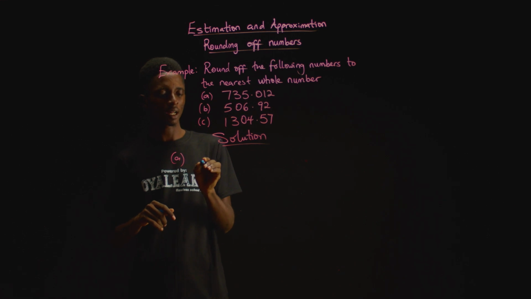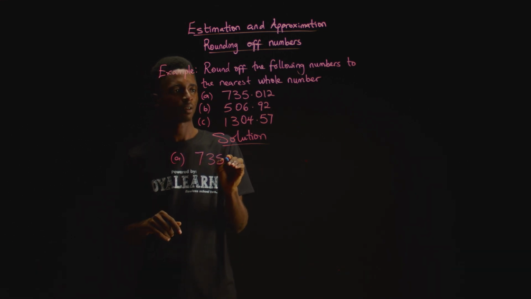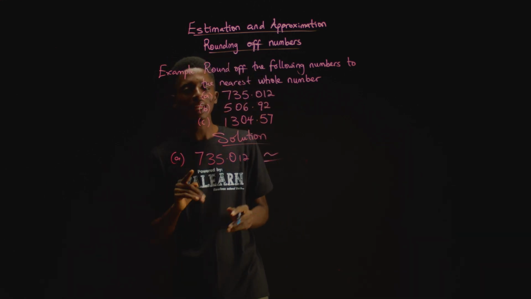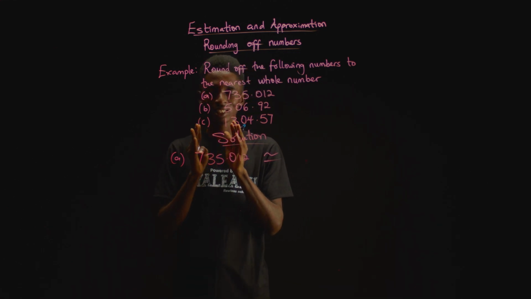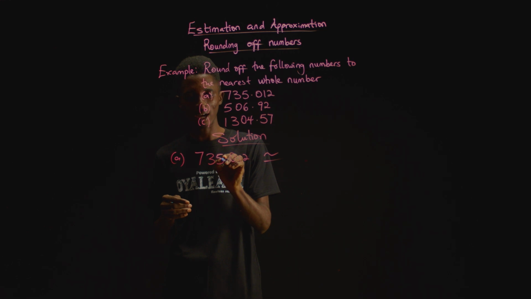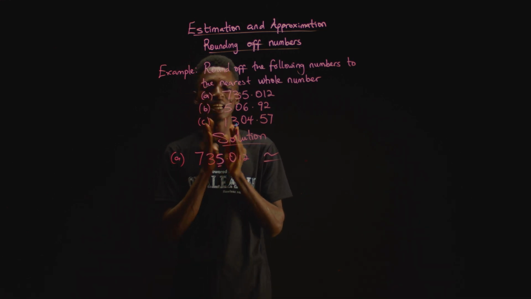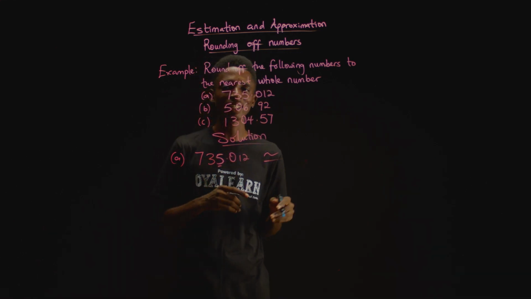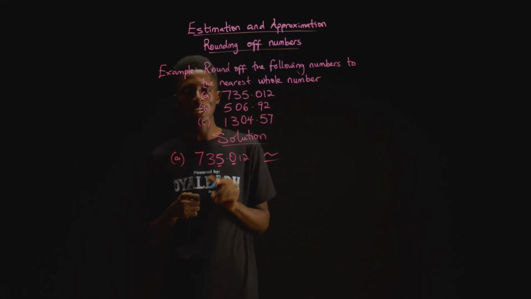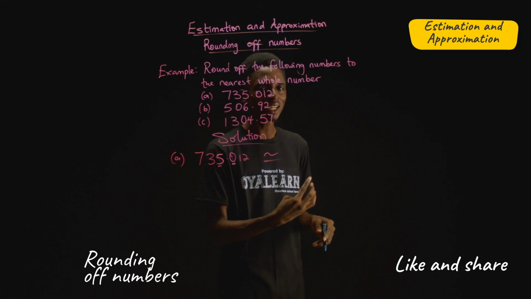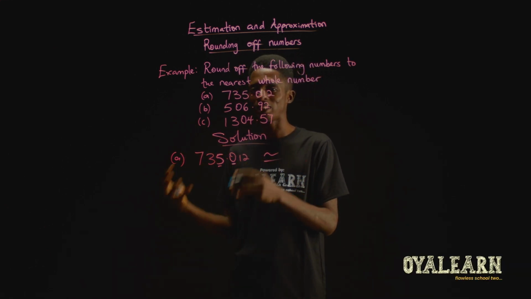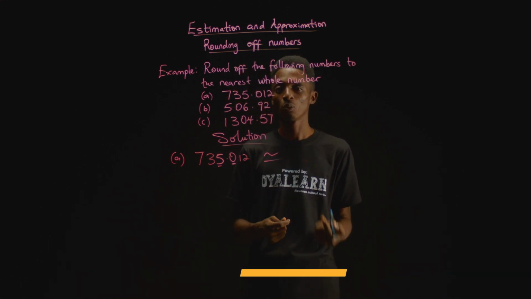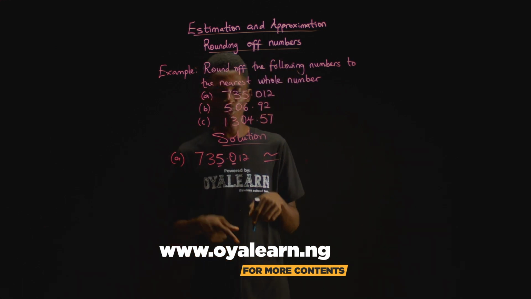For A, we are rounding off 735.012. Now, recall that the last digit that makes this a whole number is the digit 5. So that means 5 is the digit in our rounding place. Now that we've identified the digit in our rounding place, we then identify the digit next to it, and that digit is 0. When that digit is 0, 1, 2, 3, or 4, we round down. But when it is 5, 6, 7, 8, or 9, we round up. So in this case, we are rounding down because it is 0.